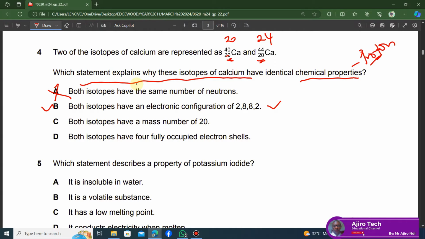Both isotopes have a mass number of 20. No, they have mass numbers of 40 and 44. So this is off. And then, both isotopes have 4 fully occupied electron shells. Now, you see that the electron shells are not fully occupied. This is not fully occupied. So that is off as well. So our answer here is basically option B.